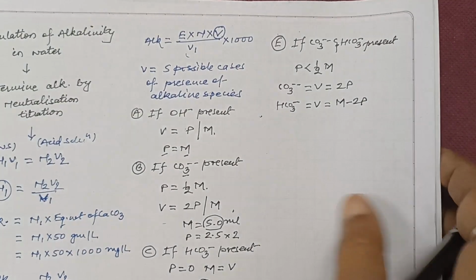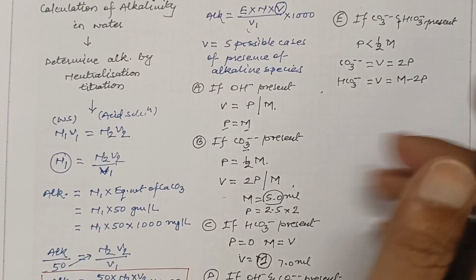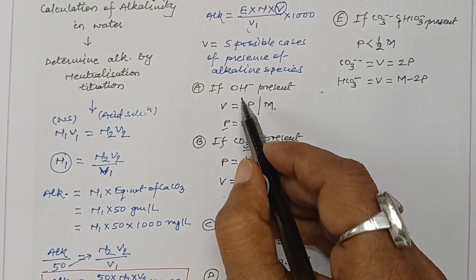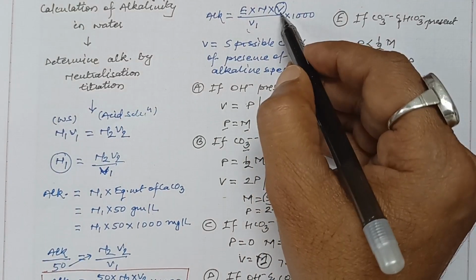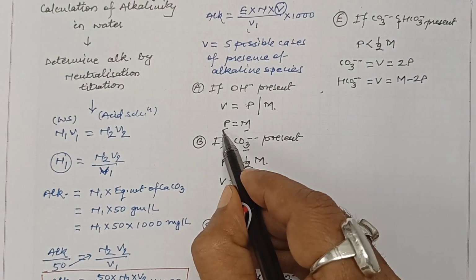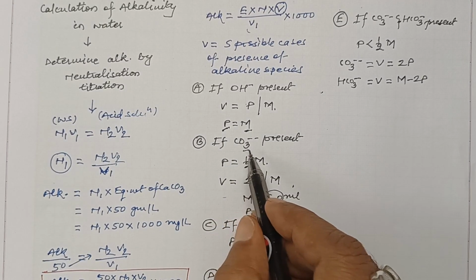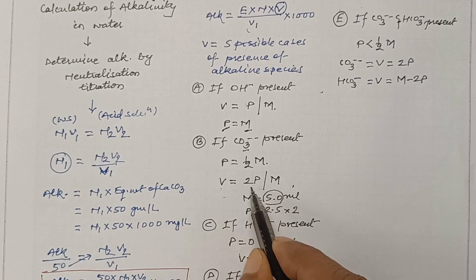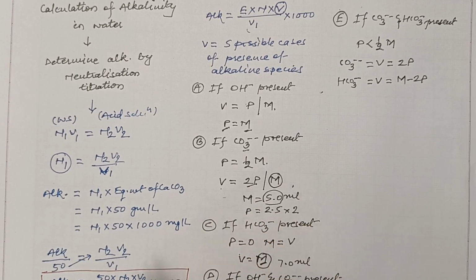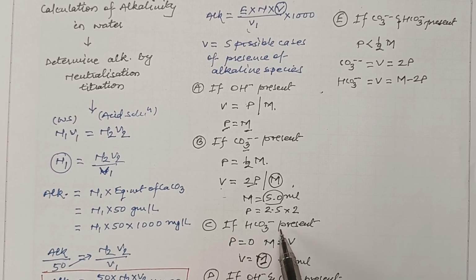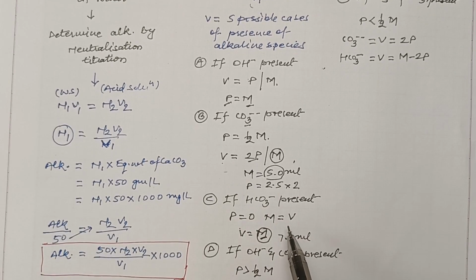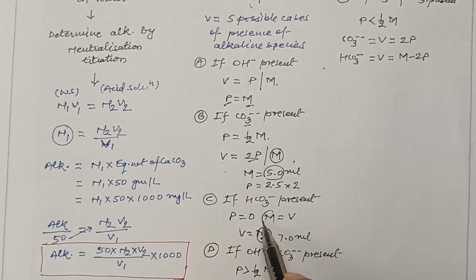So overall, it is clear now that if the OH ion is present in the water sample, in place of V, you should take the value of P or M. If the carbonate ion is present, you should take in place of V 2P or complete M. In case of presence of bicarbonate ion only in the water sample, you have only one value, which is methyl orange endpoint. So you should take this M only.